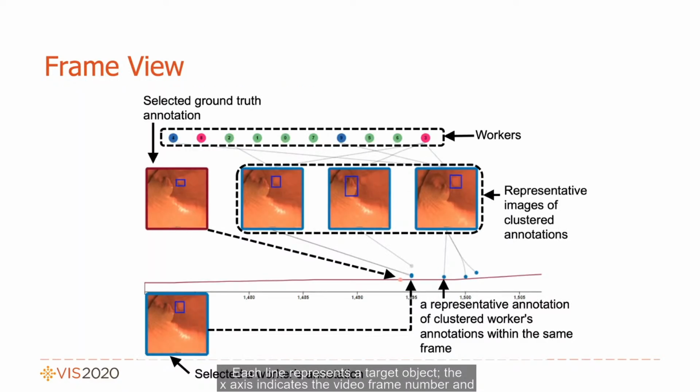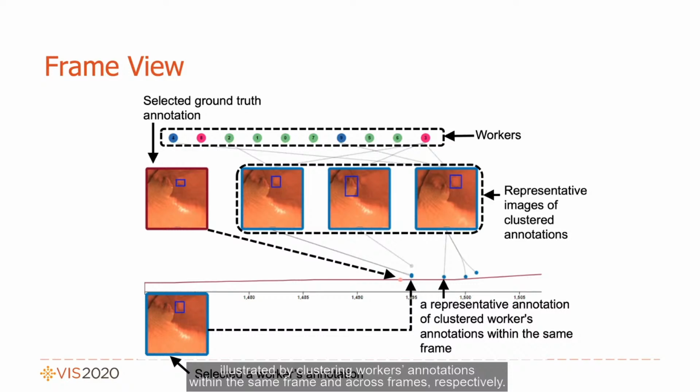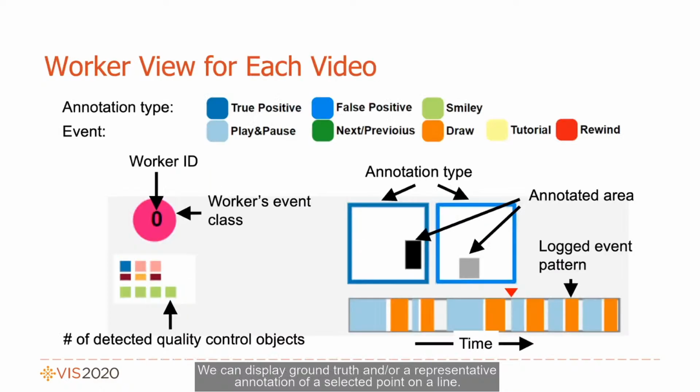Each line represents a target object. The x-axis indicates the video frame number, and the y-axis is the area of annotations. Representative annotations and images are illustrated by clustering workers' annotations within the same frame and across frames, respectively. We can display the ground truth and a representative annotation of a selected point on a line.